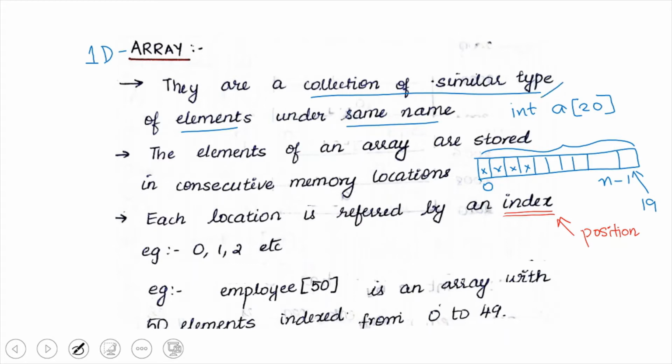Instead of integer, if I'm having float or char data type, then each element will be float and each element will be character type. So whatever the array be, it can only store similar items inside it. It cannot have mixed items inside the array.